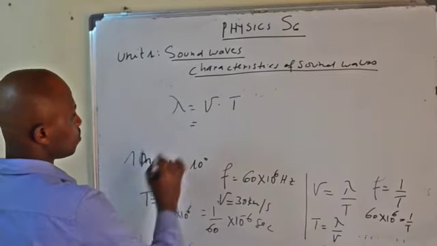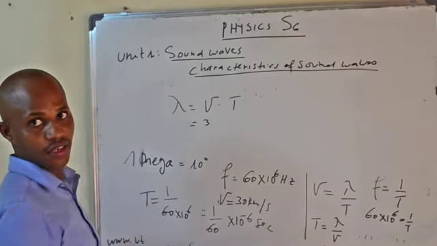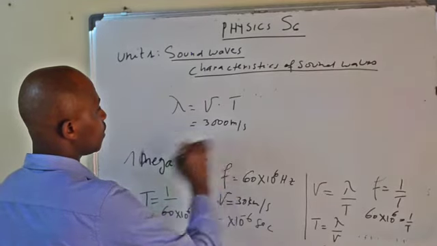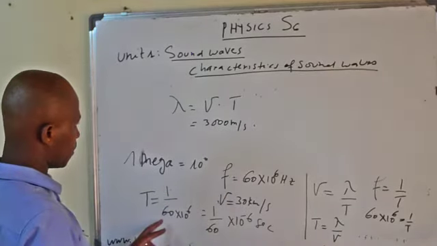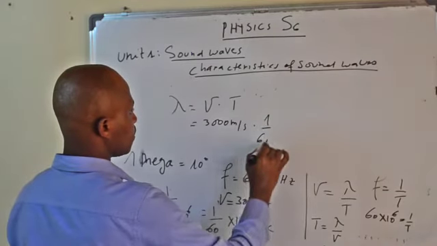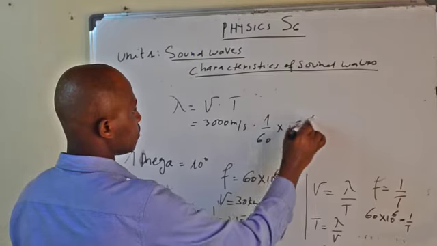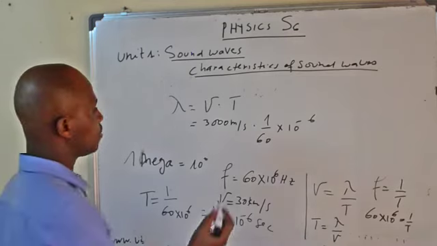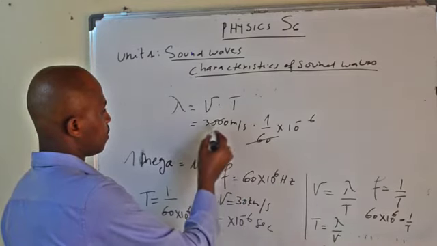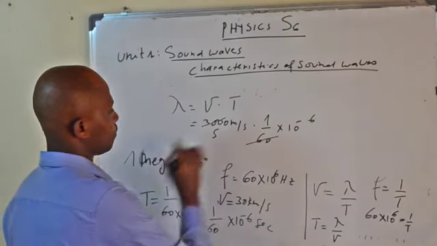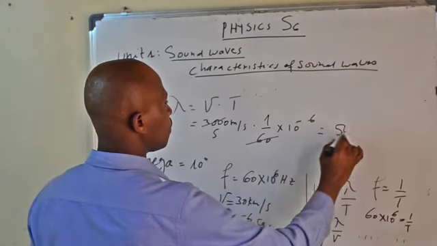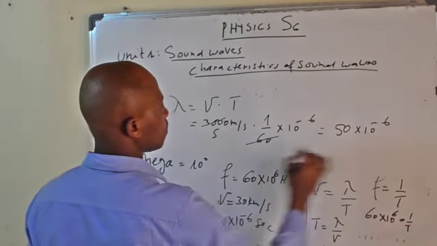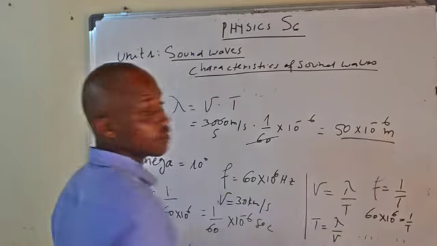Okay? So this is equal to 3 kilometers per second, that is 3,000 meters per second, times the period. We have seen that the period is equal to 1/60 times 10 to the power negative 6. Am I allowed to simplify? The answer is yes. Let me simplify by 60. Now, here you will get 5. That is to mean that is 50 times 10 to the power negative 6 meters. That's the wavelength.